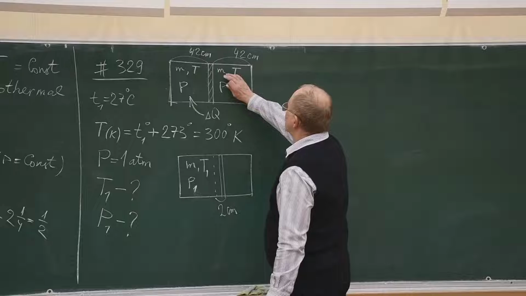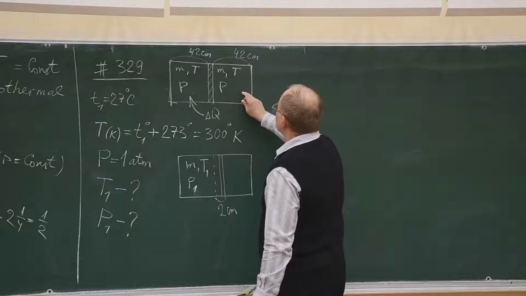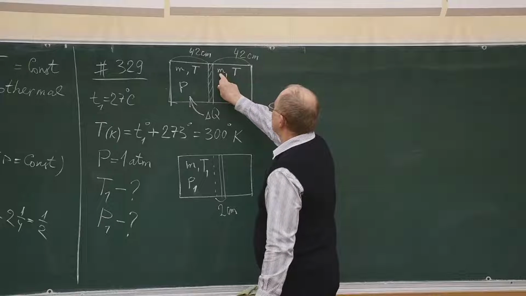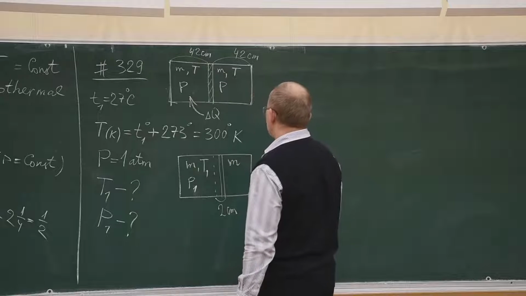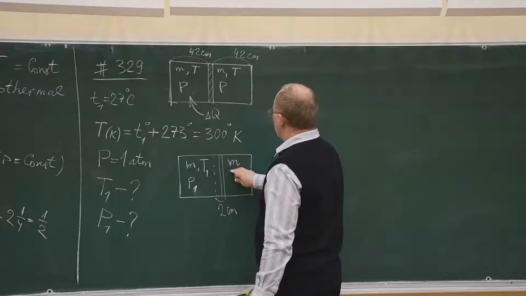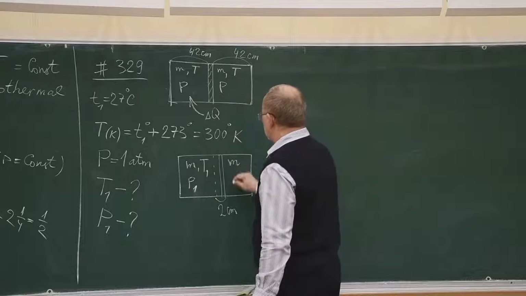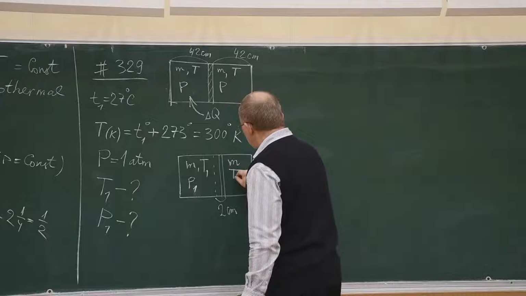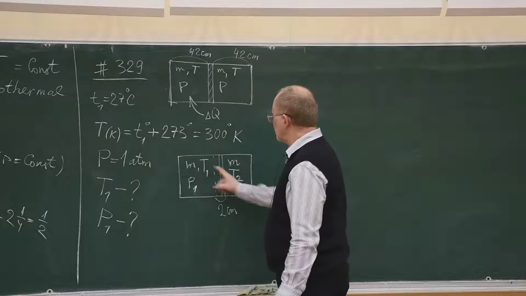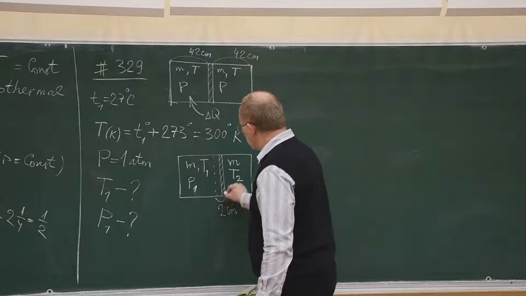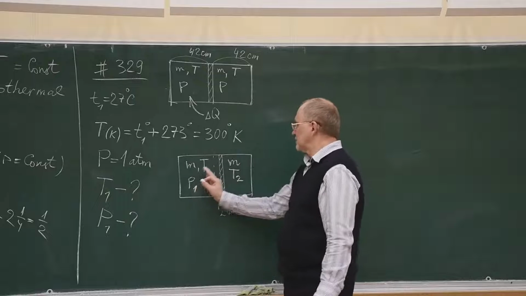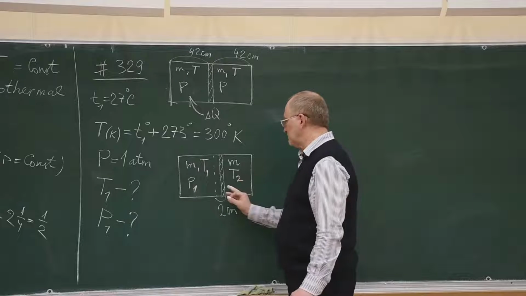If in the right part of the cylinder the gas had mass m, then this mass is not lost in the process, it remains the same. But temperature will be different. We don't know what temperature will be here. It will not coincide with the temperature T1, because the piston is impermeable to heat. So there is no heat transfer through the piston.